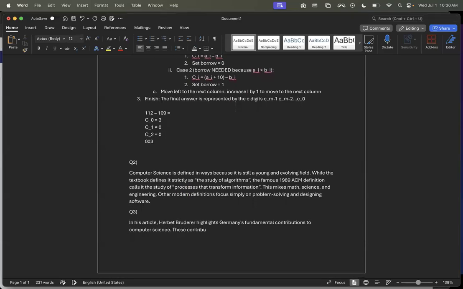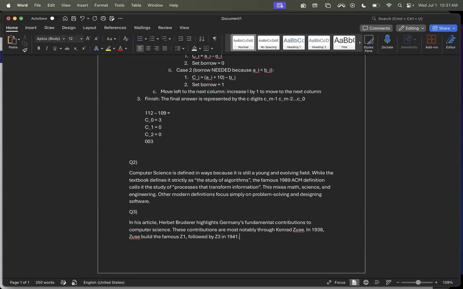These contributions are most notably through Konrad Zuse, very famous computer scientist. In 1938, Zuse built the famous Z1, followed by Z3 in 1941.